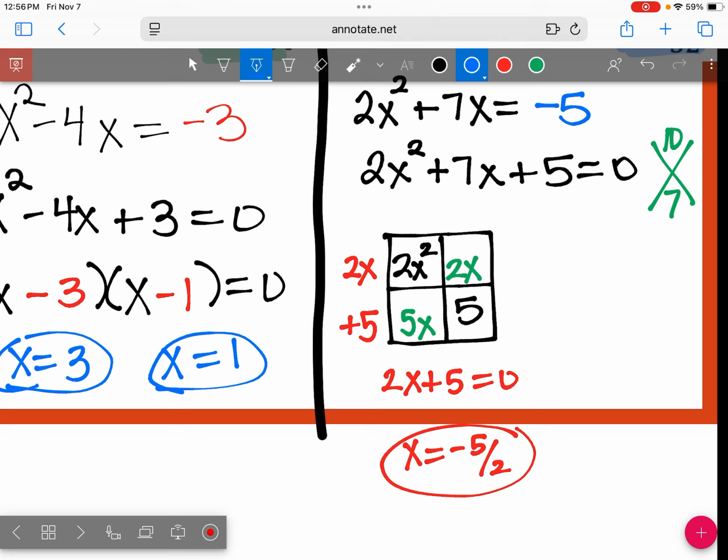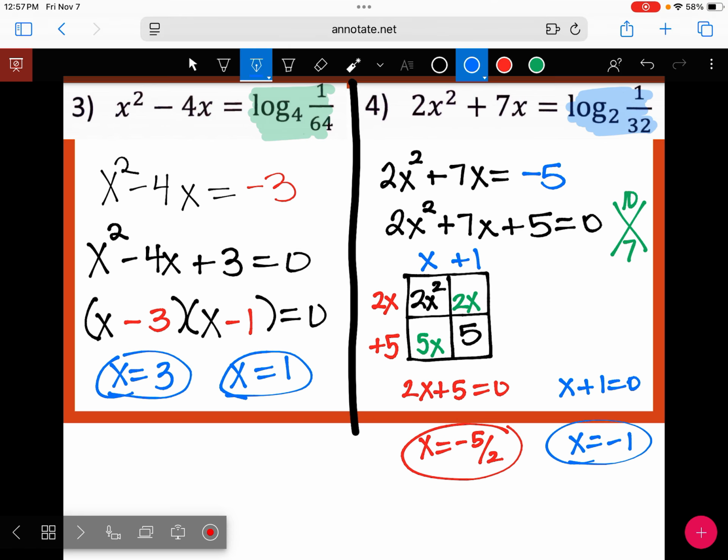All right, now we need to look at our box again. This time we're going to look at the GCFs of each column. So for this first column, I could take out an x. The second column, only a 1. So x plus 1 equals 0. X equals -1. So there's a couple questions on your butterfly where you have to evaluate it, and then you just solve it like a regular equation.